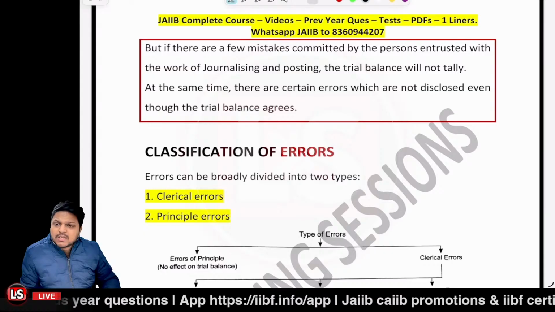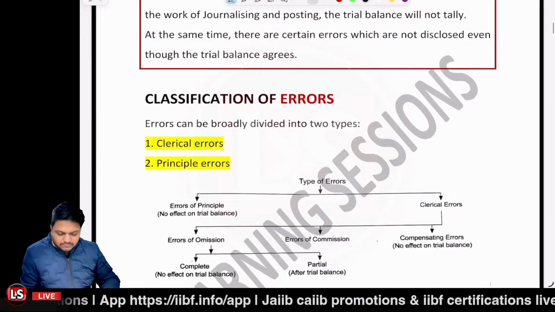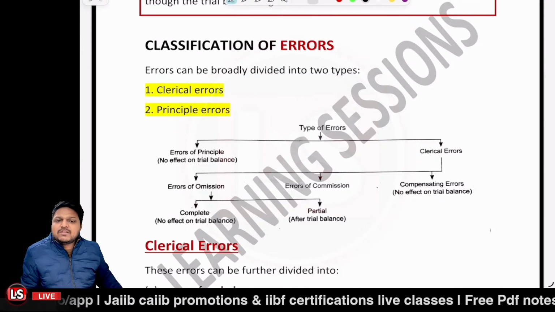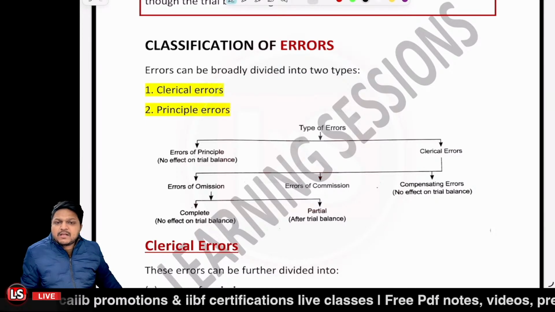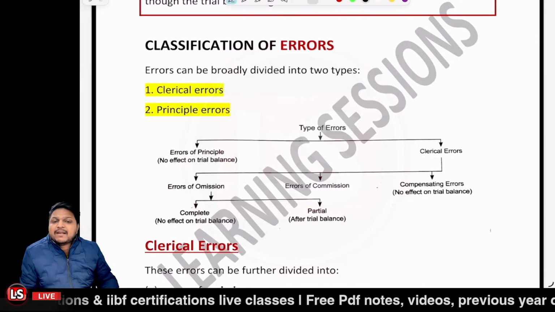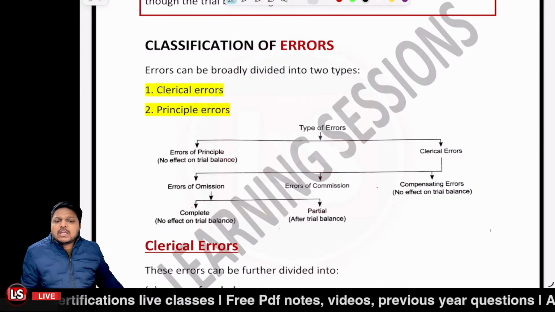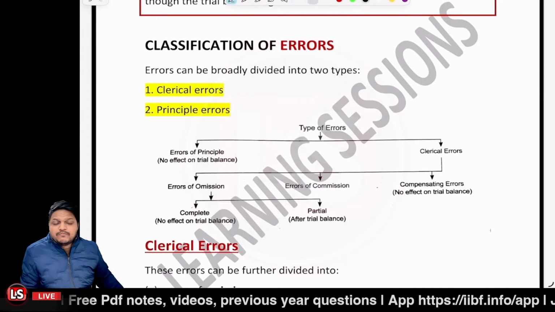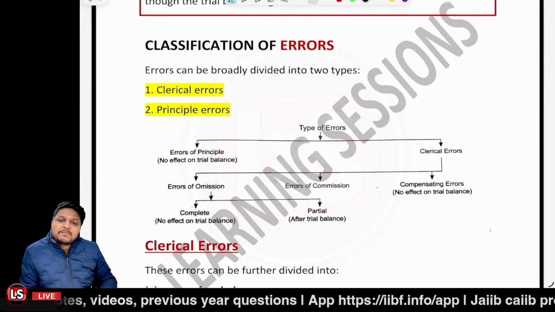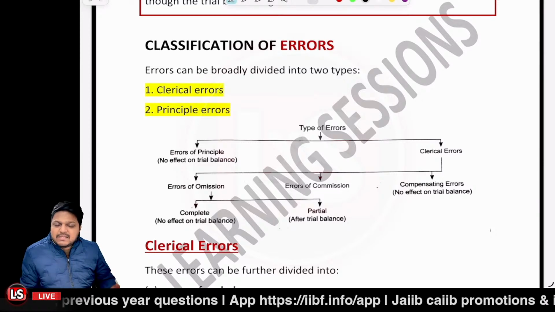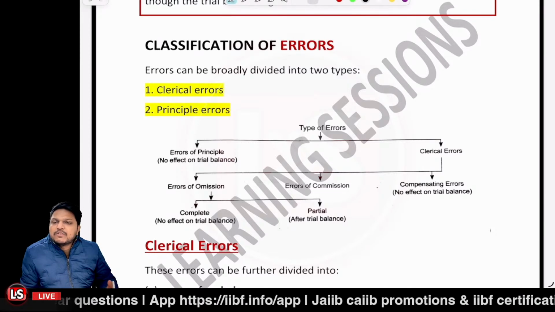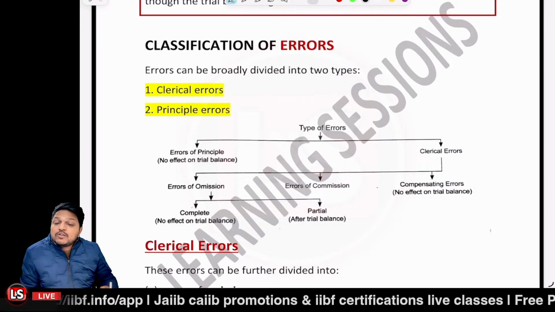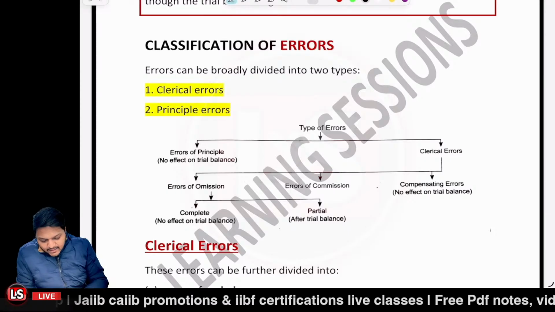Now that leads us to the concept of errors. We have different types of errors. We have the clerical error, and we have the error of principle. When we talk about the error of principle, what does this indicate? When you are not observing the accounting principles correctly, when you are not recognizing the basic principles of accounting, right? That would be the error of principle, that you are not following the principles.